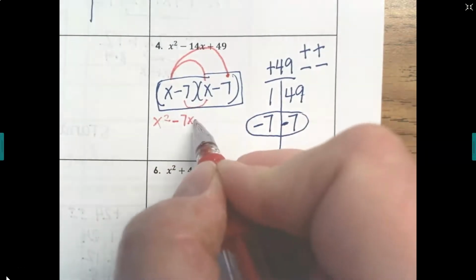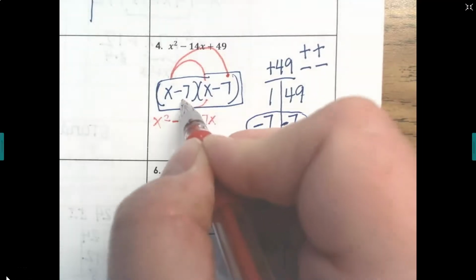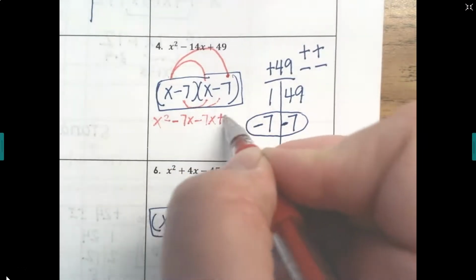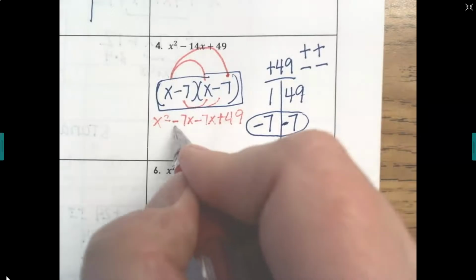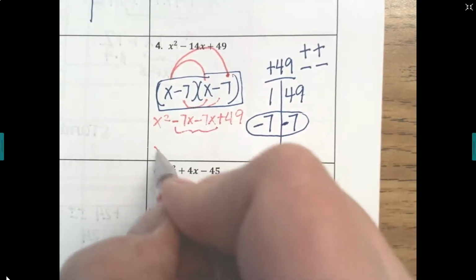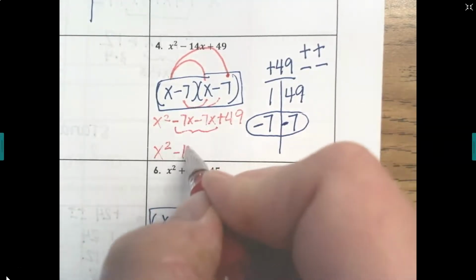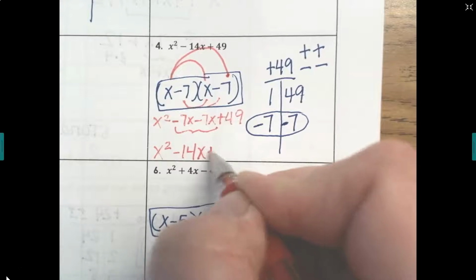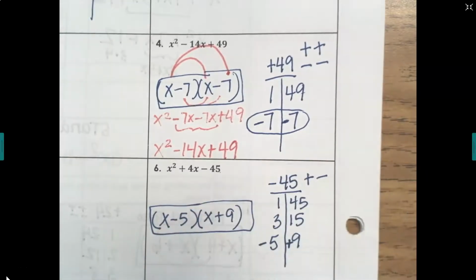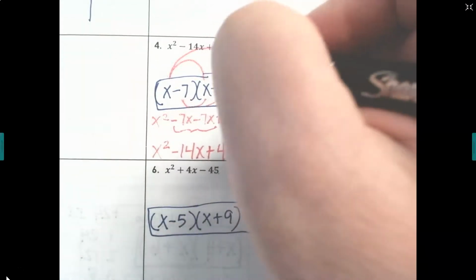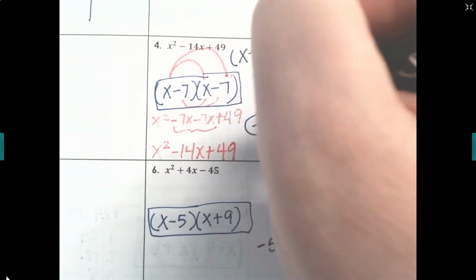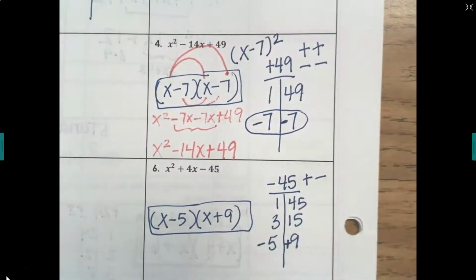Negative 7 times x is negative 7x. And negative 7 times negative 7 is positive 49. When I combine my like terms, I get x squared minus 14x plus 49. Sometimes you'll see this. Notice they're the same parenthesis. You can see this written as (x minus 7) squared.